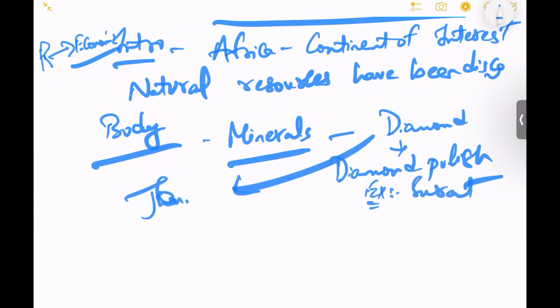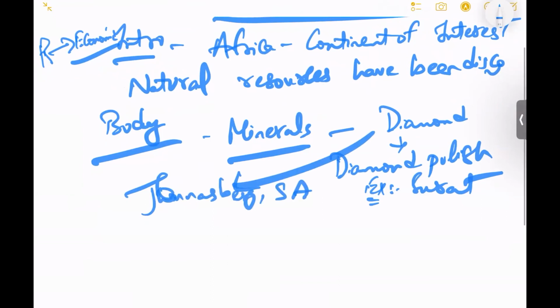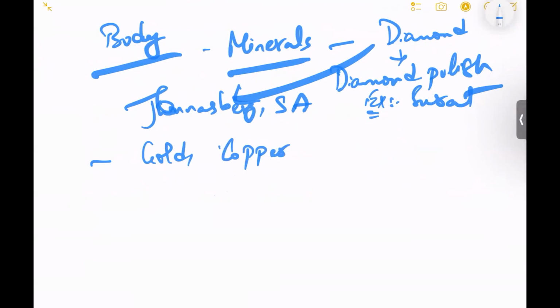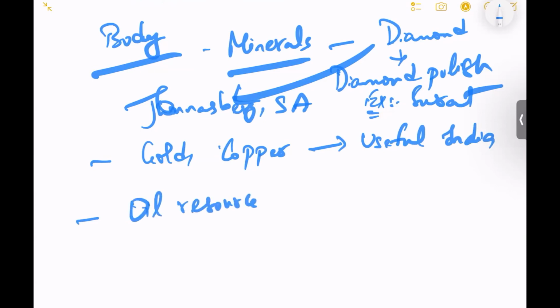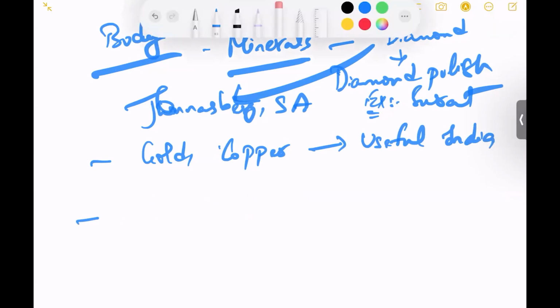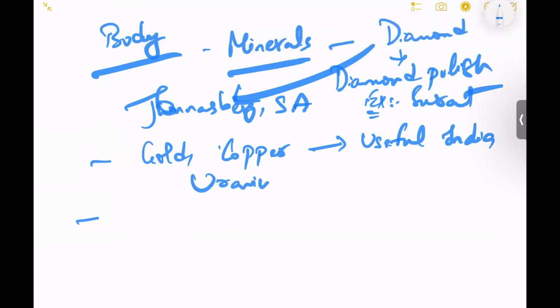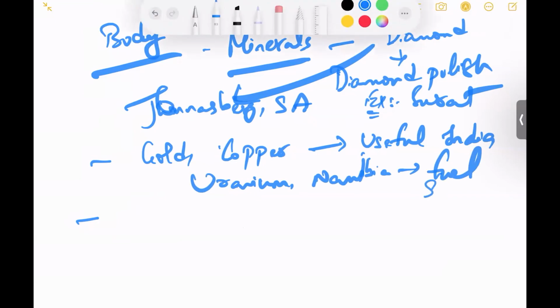In Johannesburg, South Africa. And then there are also reserves of gold, copper. All these are useful to India. These are the minerals. Next is the oil resources. Another mineral is uranium. Just now we have discussed uranium in Namibia. It can be helpful for fuel security.